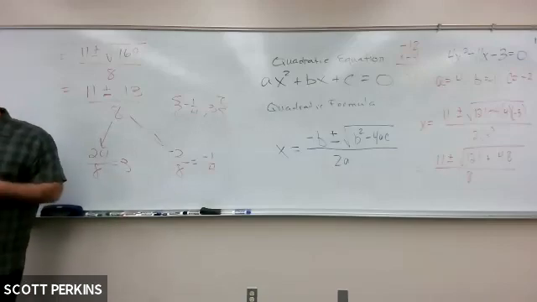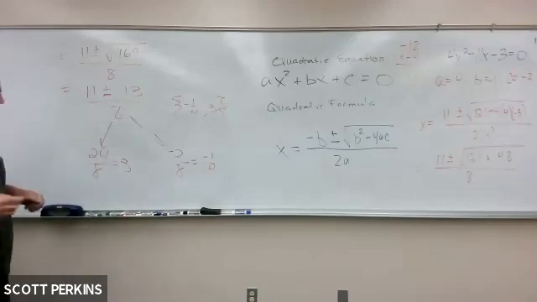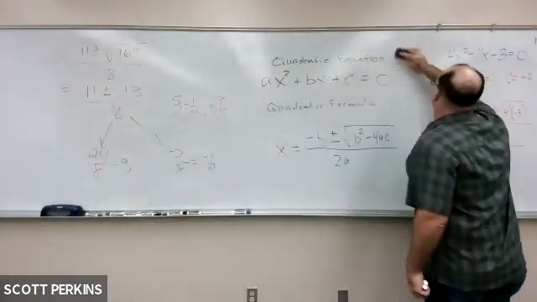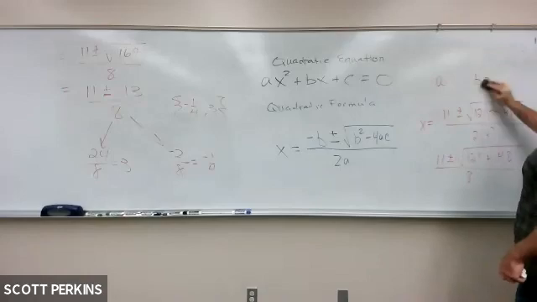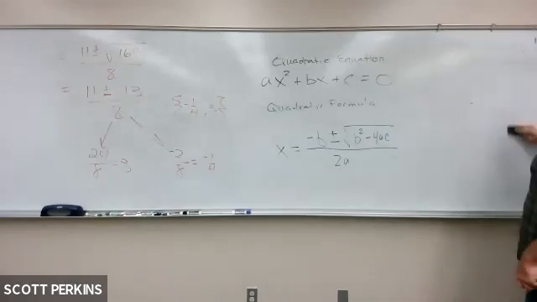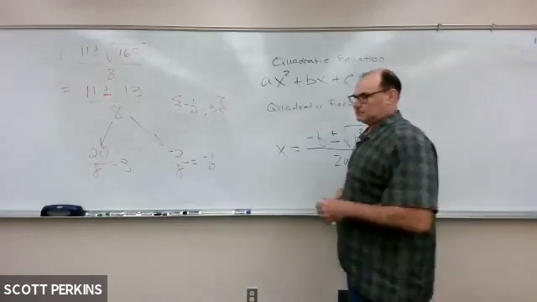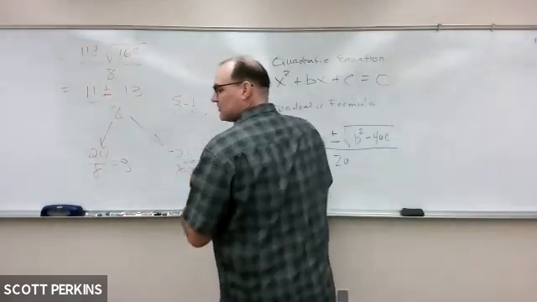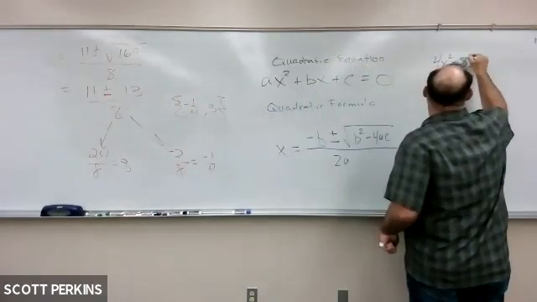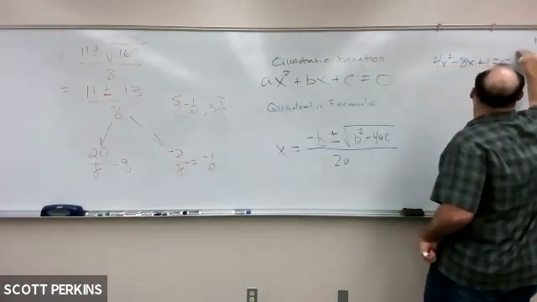So we have time for at least 2 of these problems. So here's one for you. I would like you to solve this. 4x squared minus 8x plus 1 equals 0.